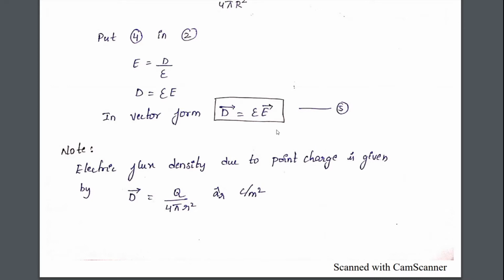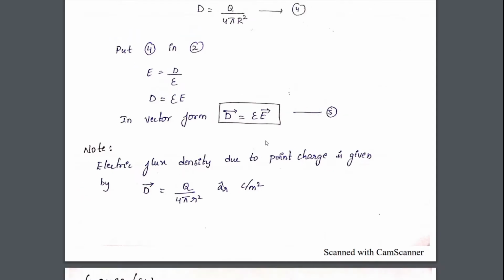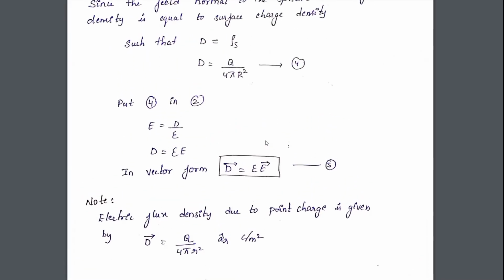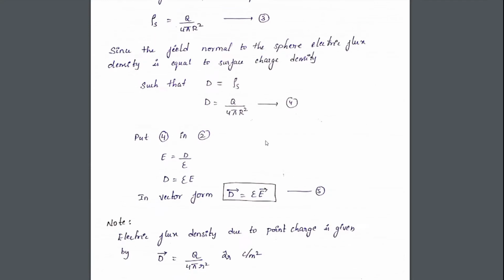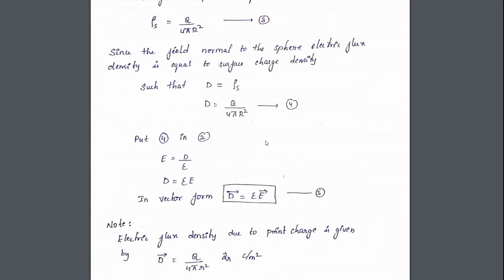So in this derivation, so many MCQs can be asked. What is that? How do you relate D and rho S? What is the condition that D and rho S be equal? First thing, and what is the area of the sphere? And then what is the relationship between D and E? Either in magnitude form they can ask or in vector form.